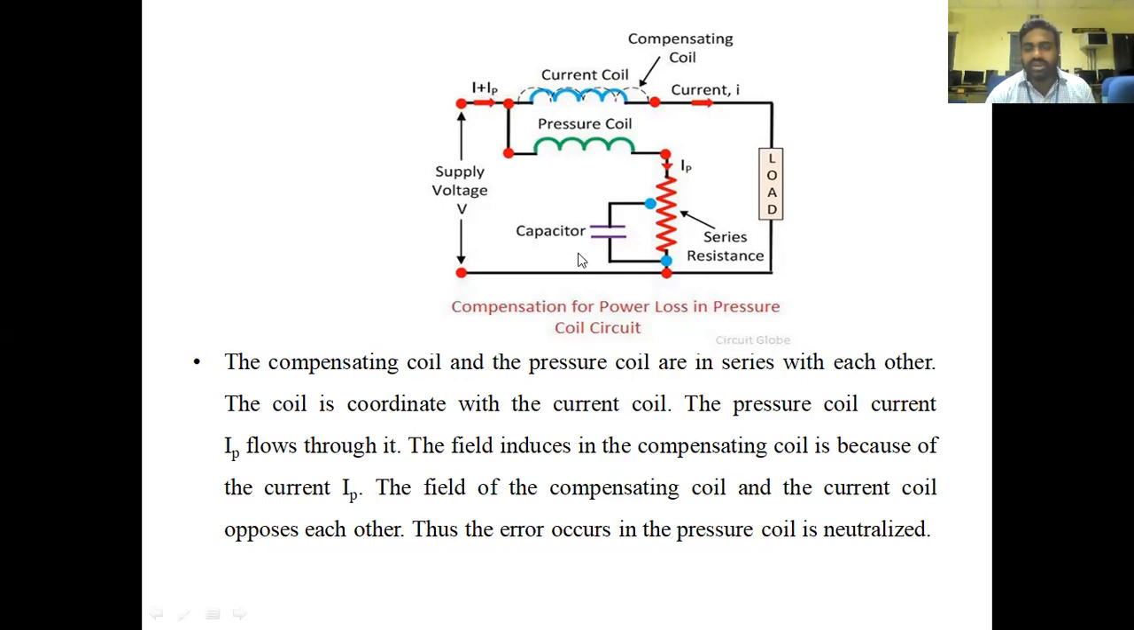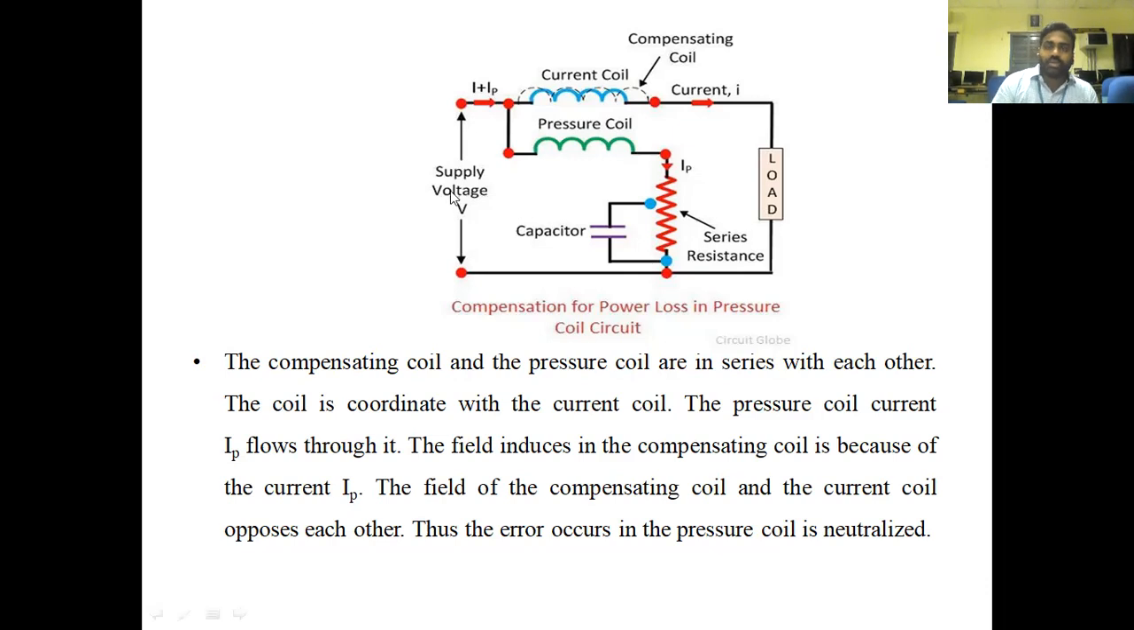Okay, so the field created by the compensating coil and the field created by the current coil will oppose each other. Okay, and that amount of error is eliminated. So previously we regulated the amount of current, now we are regulating the amount of field which is created by the compensating coil.